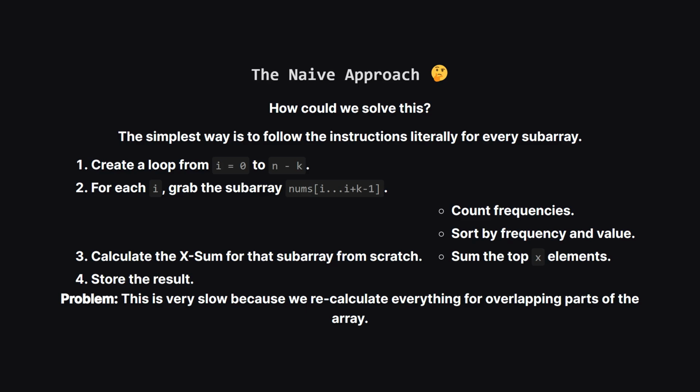So how can we start solving this? The most straightforward way, often called the brute force method, is to just do exactly what the problem asks, over and over. We'd loop through the array, and for each possible starting position, we'd grab the next k elements. Then, for that little chunk, we'd do the whole process. Count frequencies, sort them, find the top x, and sum them up. The big issue here is that it's really inefficient. We're recounting the same numbers again and again, in overlapping windows. There's a much smarter way.